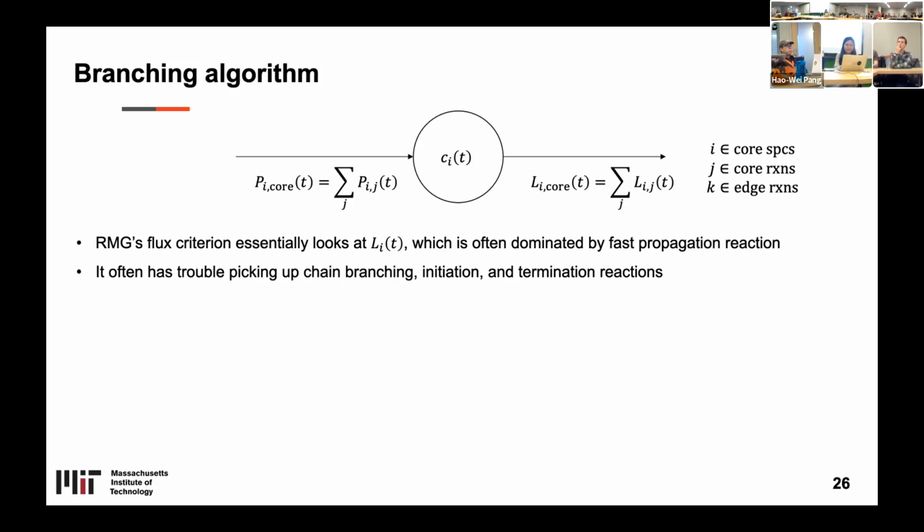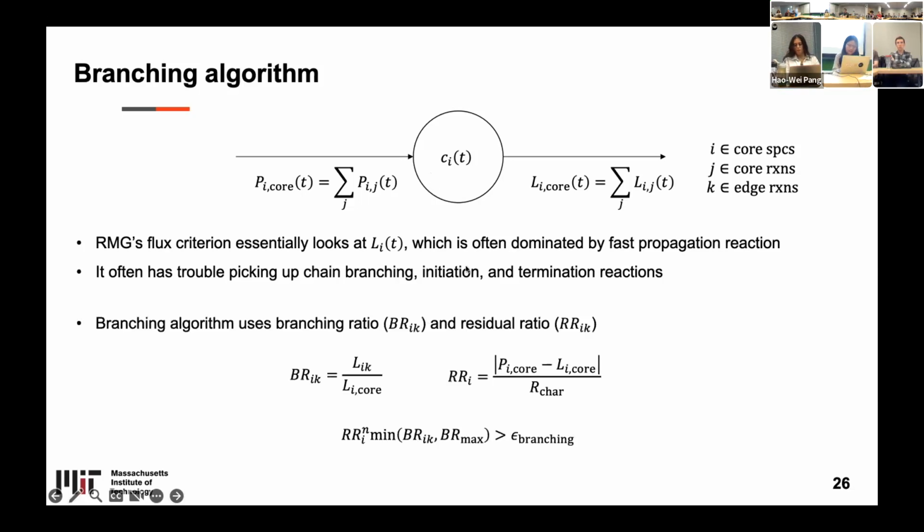Basically, it considers, for a species, a radical in the core. It computes two numbers. The first is the branching ratio. It's defined as the flux of consumption by an edge reaction over the flux of consumption of all the core reactions for that one radical.